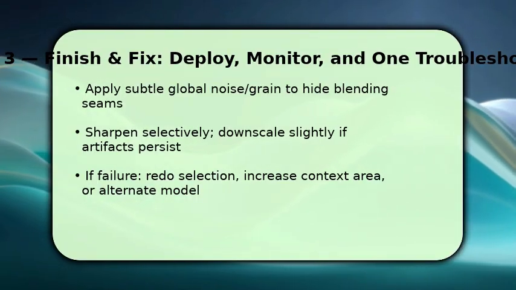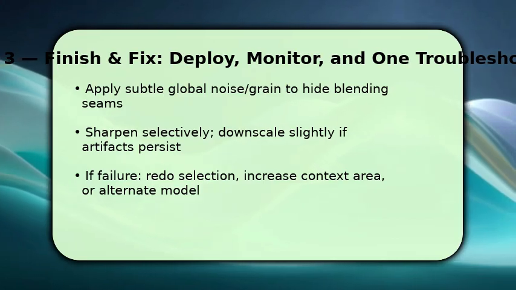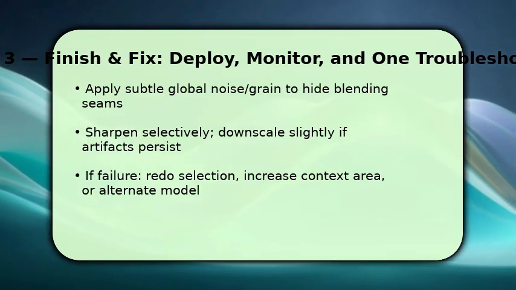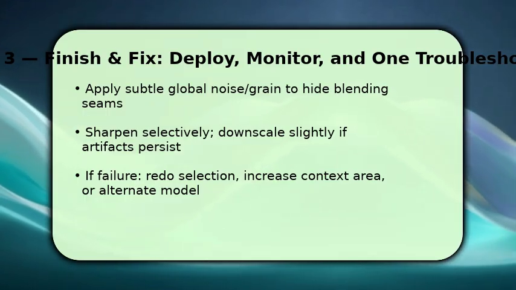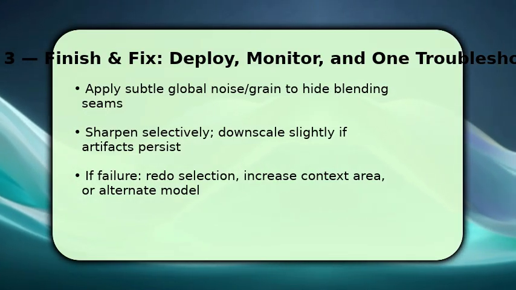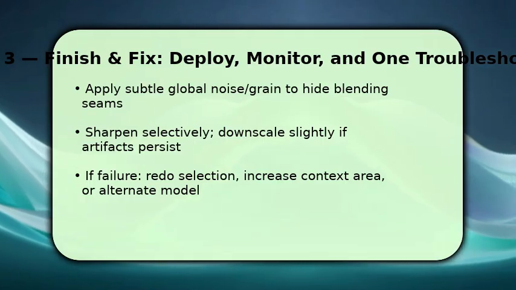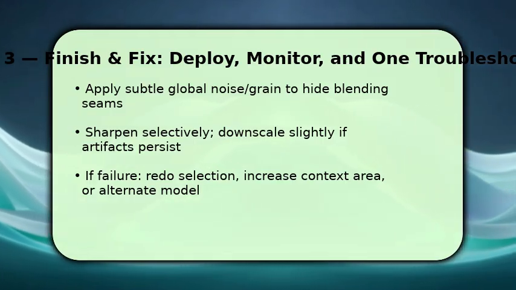If you encounter visible repeats, redo the selection with a larger context area or switch to an alternative AI model and rerun inpaints. One key troubleshooting tip: when artifacts persist, expand the sampled region and rerun rather than over-editing the same spot.